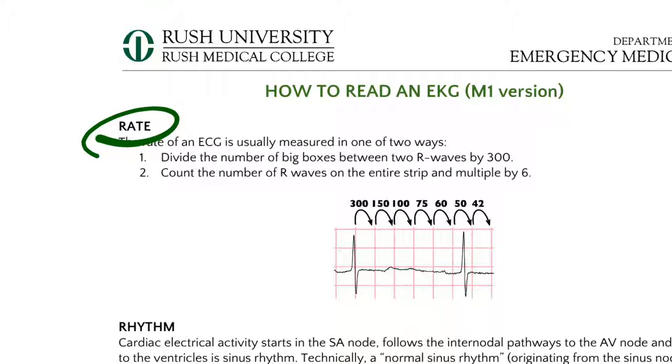The way that we do it is shown here with these numbers: 300, 150, 100, 75, 60, 50, 42. You can either memorize these numbers, which is what I do, or you could say that it's 300 divided by the number of boxes. So 300 divided by 1 is 300, by 2 is 150, by 3 is 100, by 4 is 75, etc. If you do that, then you can just count off 300, 150, 100, 75, 60, 50. So it's probably somewhere between 60 and 50, and it looks like it's closer to 50, so maybe I'd say it's 54 beats per minute.